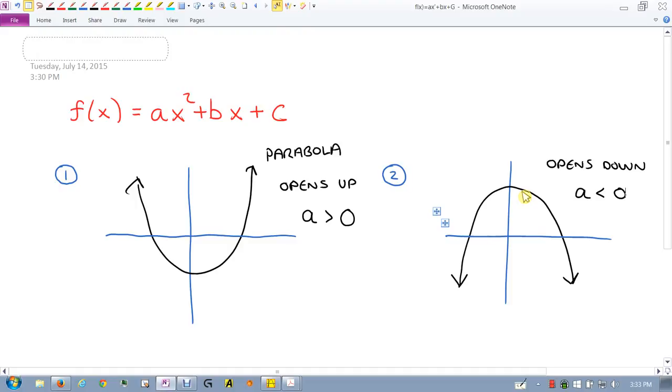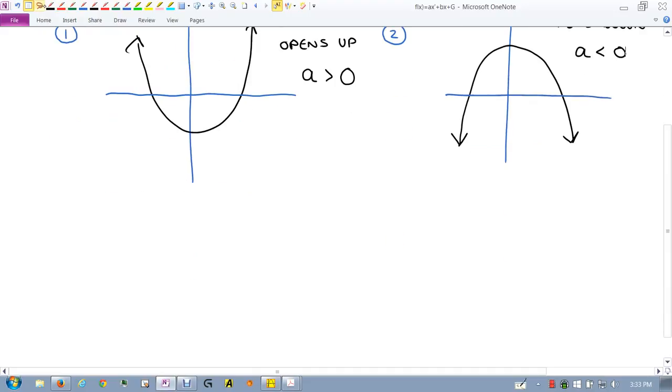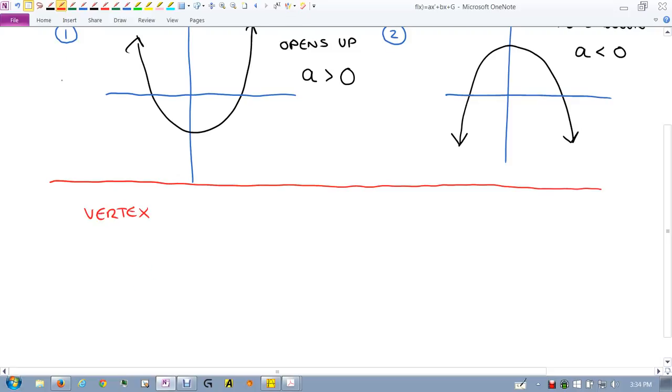All right, so this is just to show you what they look like and how a dictates the opening of up and down. Now, the next thing I want to look at is, so this is kind of a separate topic, is that in either case, whether or not it opens up or down, you will have a point, which is very important on the parabolas. In the case that it opens up, it's the lowest point on the graph, isn't it? It's the lowest point. This is called the vertex.